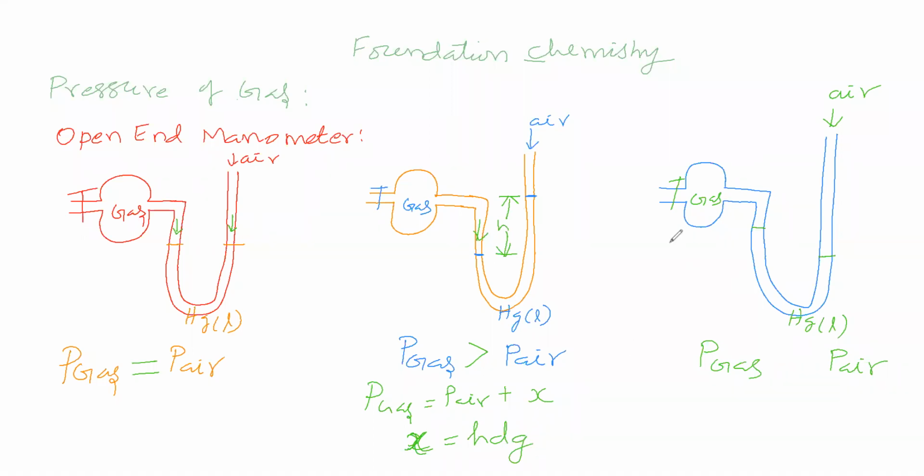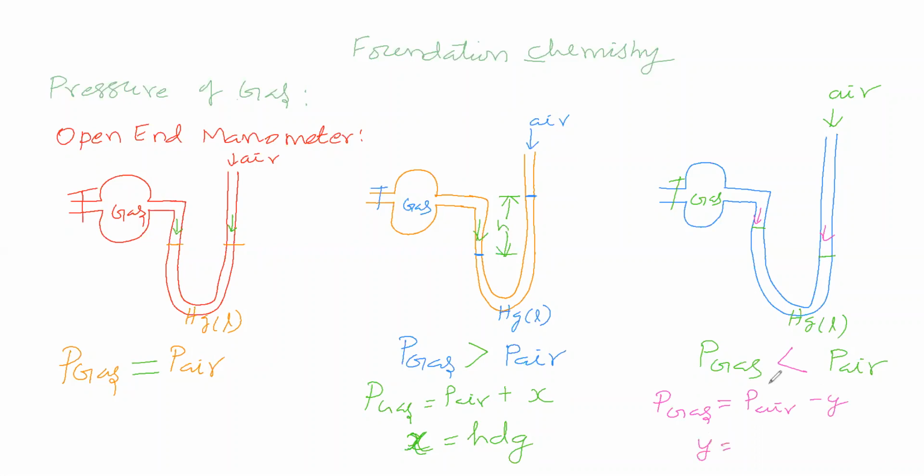Okay. Next, in the third case, the gas is exerting pressure like this, and the air is exerting pressure like this. The left limb is up and the right limb is down. That means the air exerts a higher pressure when compared to the gas. So pressure exerted by the gas is less than pressure exerted by the air. So pressure exerted by the gas is equal to pressure exerted by the air minus Y.